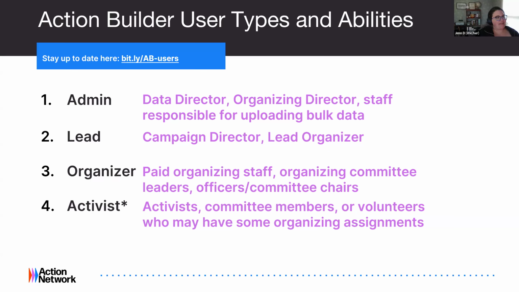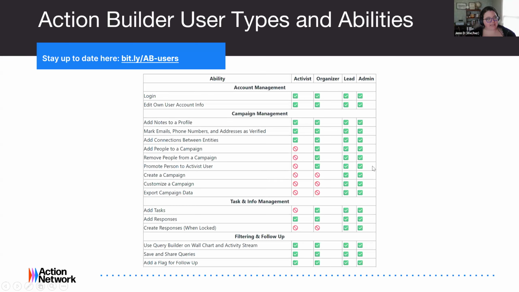Like I said, you can always check out our great chart at AB-users. And I'll give you a quick preview of that before we dive into what it looks like. So you'll see a chart like this. There's a column for activists, organizer, leads, and admins. If there's a green check mark, it means they can do it. If there's a little red with a cross through it, it means they can't do it.